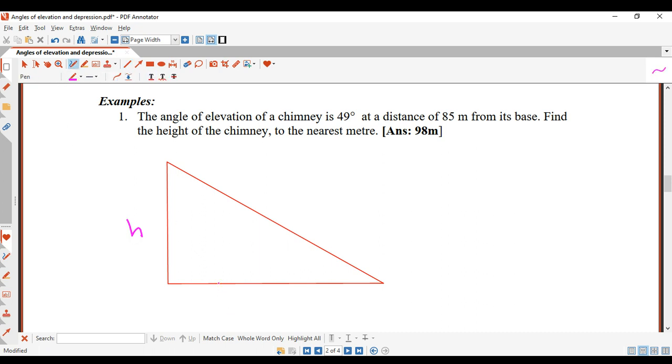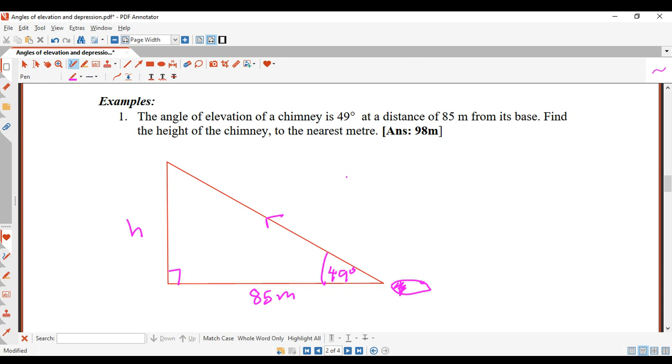Okay, so 85 meters. You've got to draw a picture first. There's my right angle. And it tells me the angle of elevation is 49 degrees. So this here is the angle of elevation. There's my eyeball, if you like. I'm looking up. Here's my line of sight. That's why it's the angle of elevation. So to the nearest meter, we should be getting 98 meters.